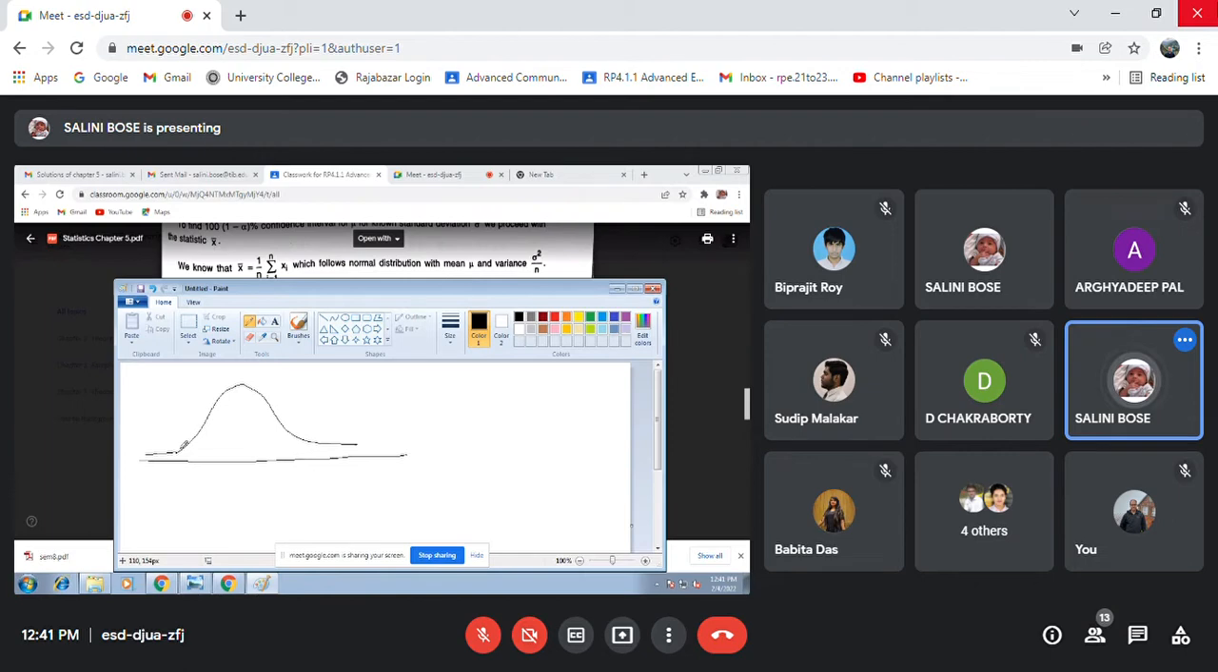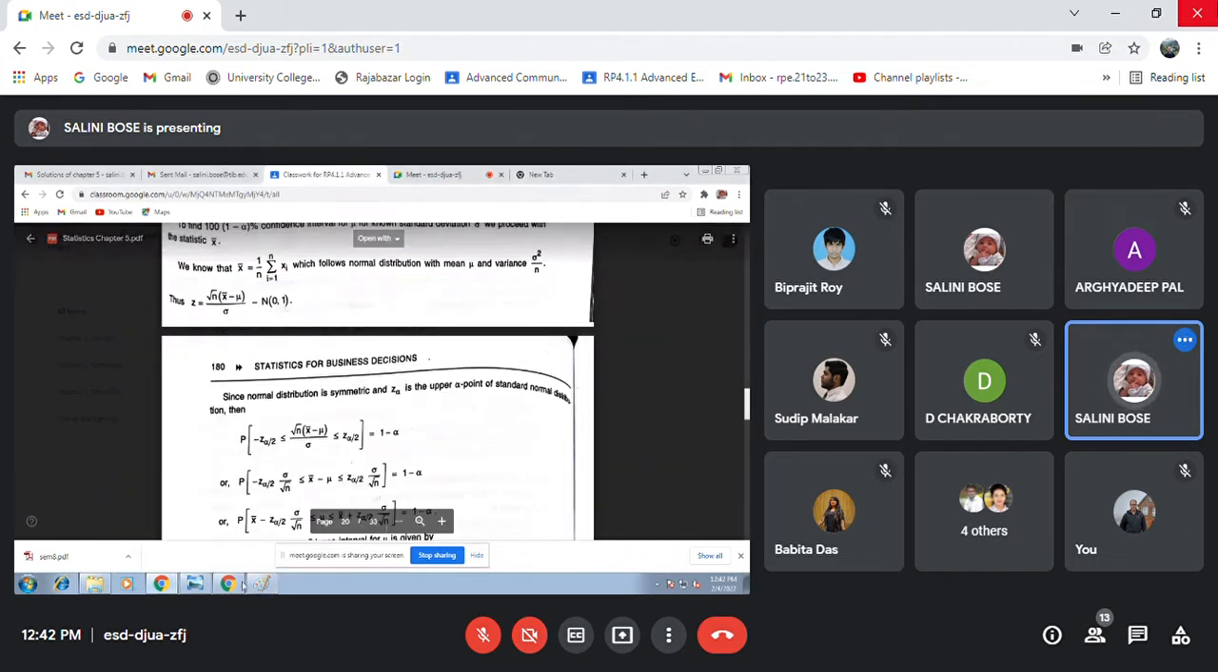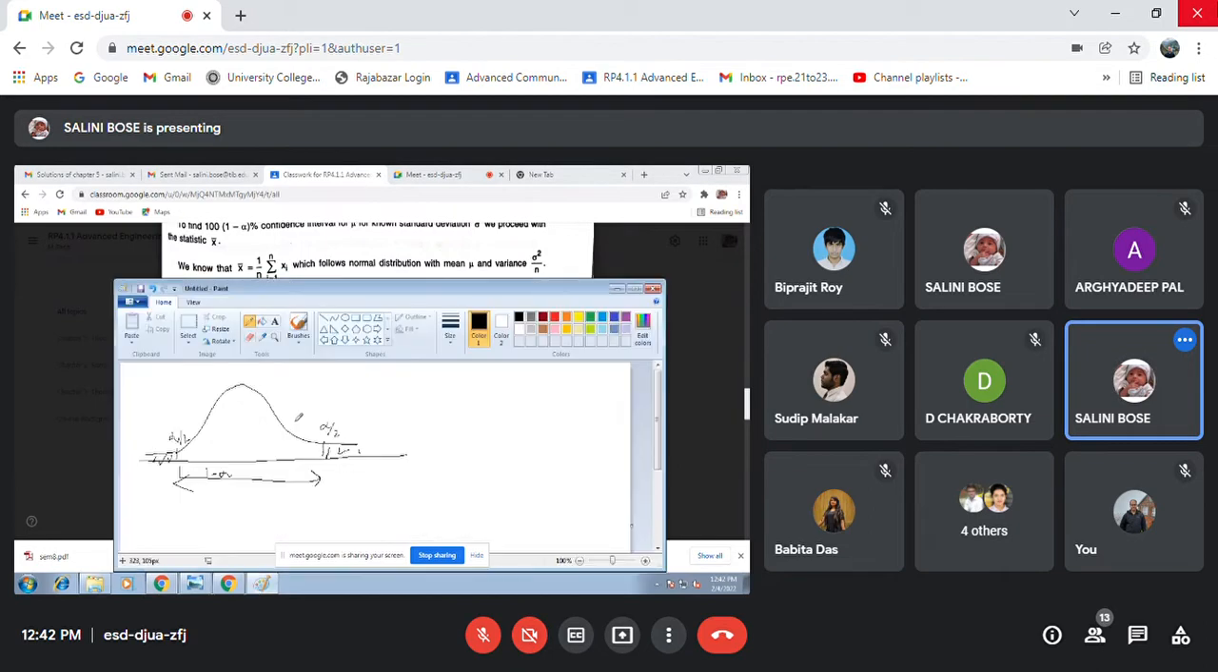This should not touch. So if this is the 1 minus alpha, these parts and these parts will be the alpha. So this will be alpha by 2 and this will be alpha by 2, right? So by solving this, we can say Z will lie in between minus alpha by 2 and plus alpha by 2.